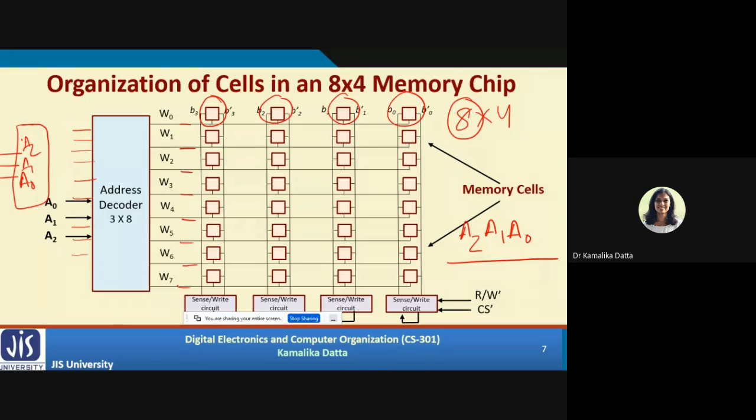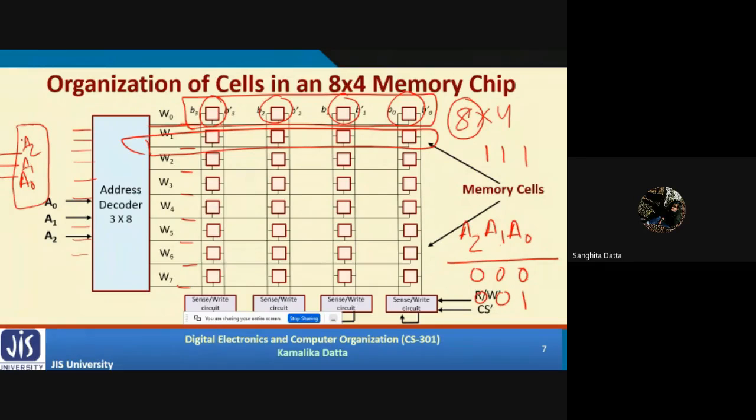Think of what a decoder does. If you give A0, A1, A2 as 0, 0, 0, which word do you want to be selected? The 0th word will be selected, and then you will access this. If it is 0, 0, 1, then which one will get selected? The second word will get selected. If you give 1, 1, 1, which word will get selected? The last one will get selected.